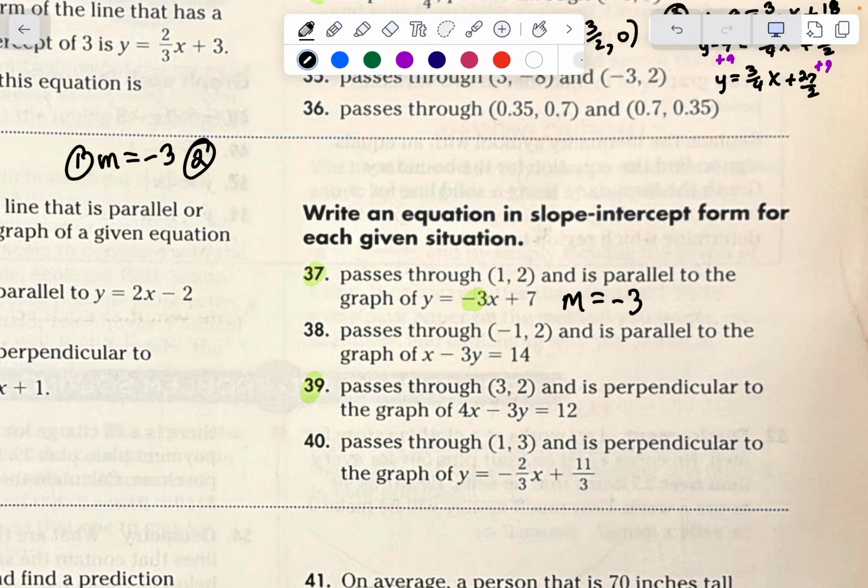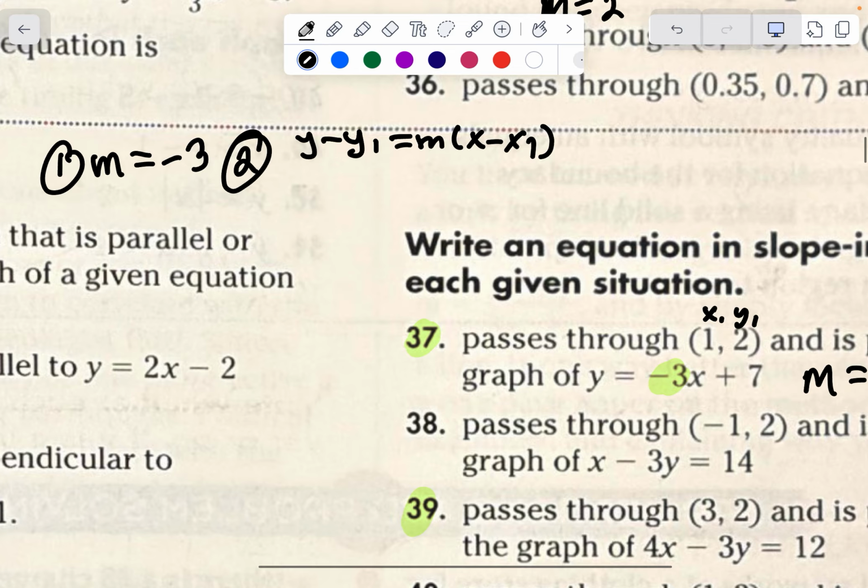Step number 2, we're going to use the equation y minus y1 equals m times x minus x1. See that we keep writing those equations. You have to know those by heart. So let's take our x1 and our y1, (1, 2), our slope of -3. Let's plug it in. So we get y minus 2 equals -3 times x minus 1.